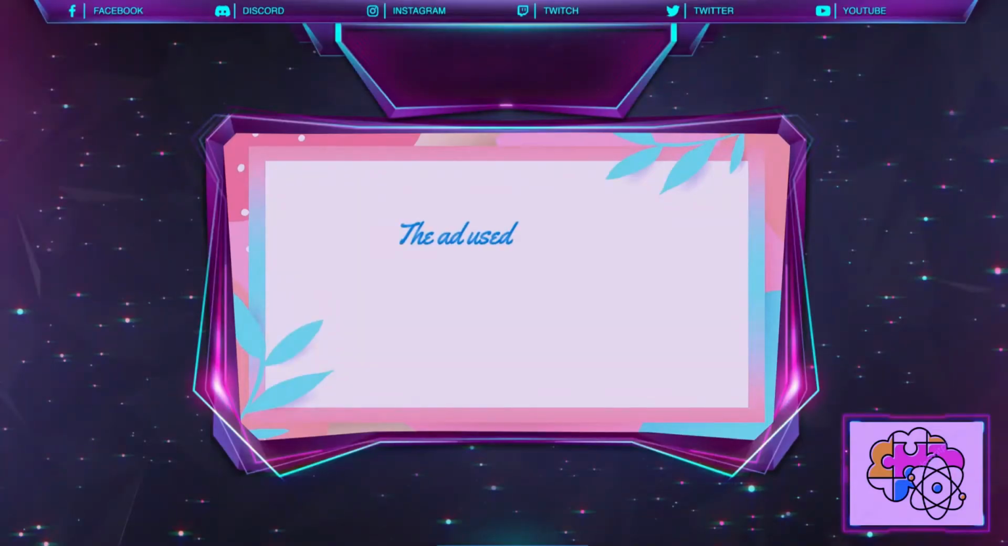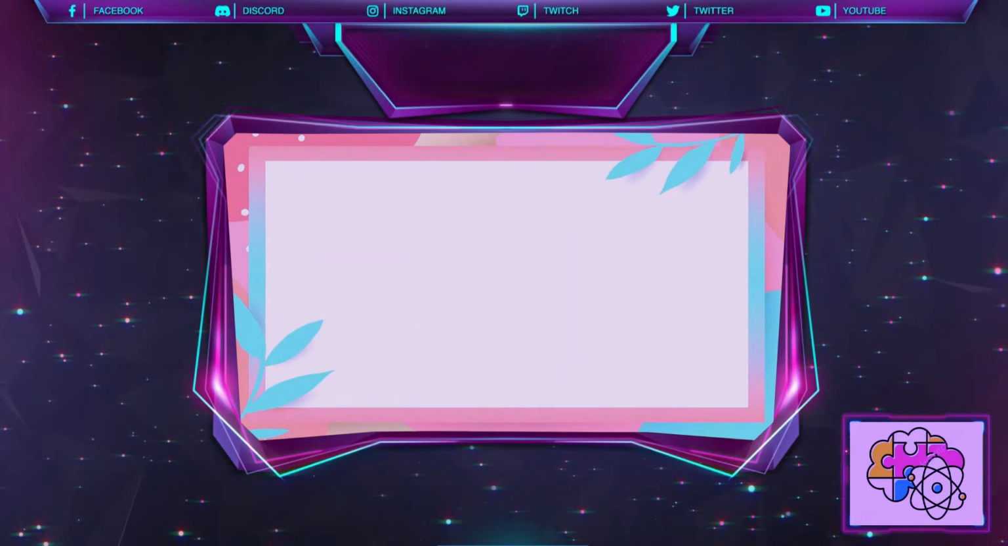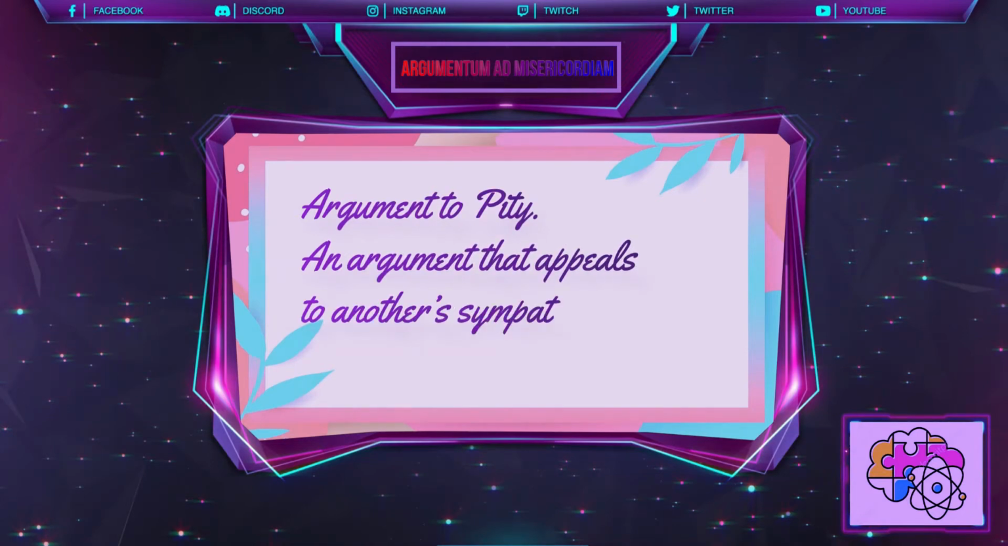The ad uses the phrase "number one brand recommended by dentists" as a use of authority to persuade people to buy the toothpaste. Next is Argumentum ad Misericordiam, or argument to pity, an argument that appeals to another's sympathy, not answering the argument. Here is the example of Argumentum ad Misericordiam.